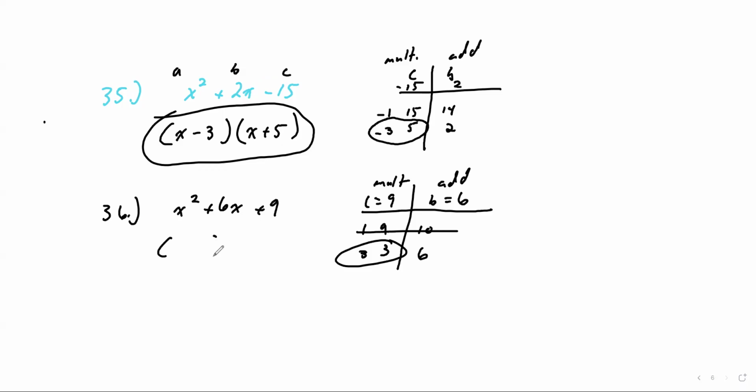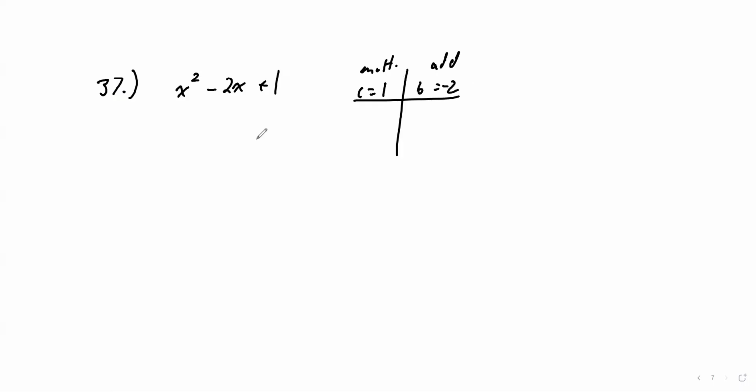So then I would write this trinomial factors into 2 binomials. Write out your factors. The leading term is x for both. But then notice that they're the same. So when they're the same, they want you to write it out as 1 binomial squared. All right. Let's do a few more.